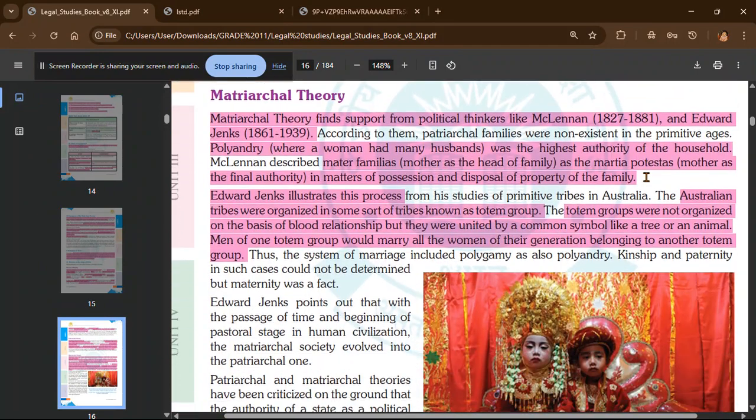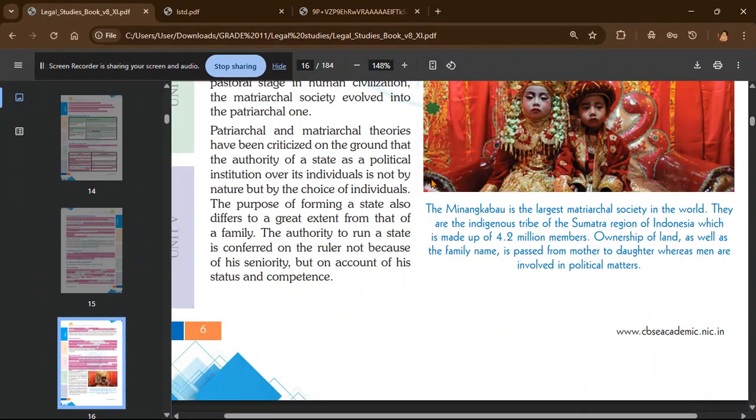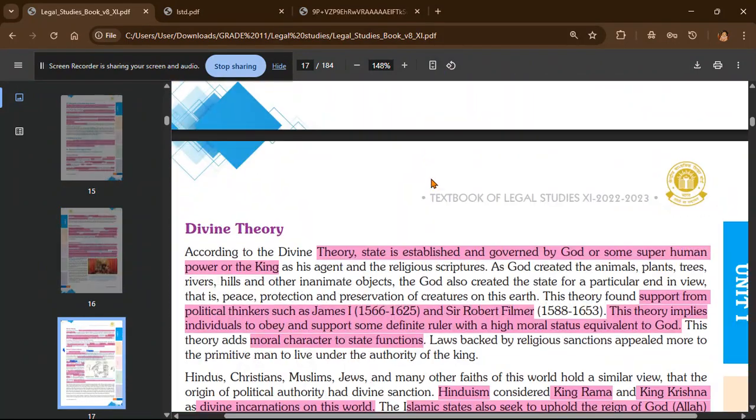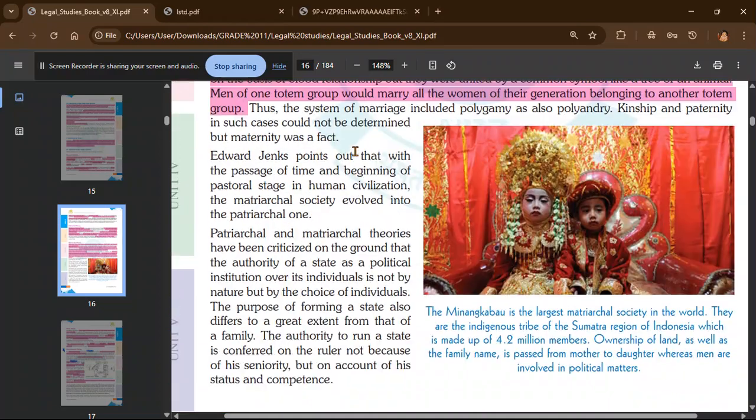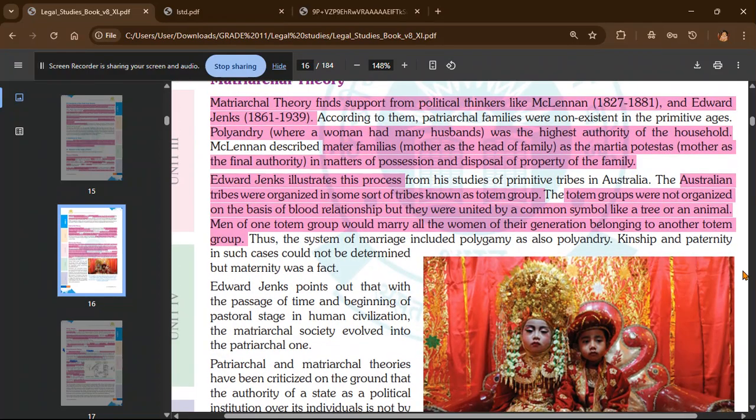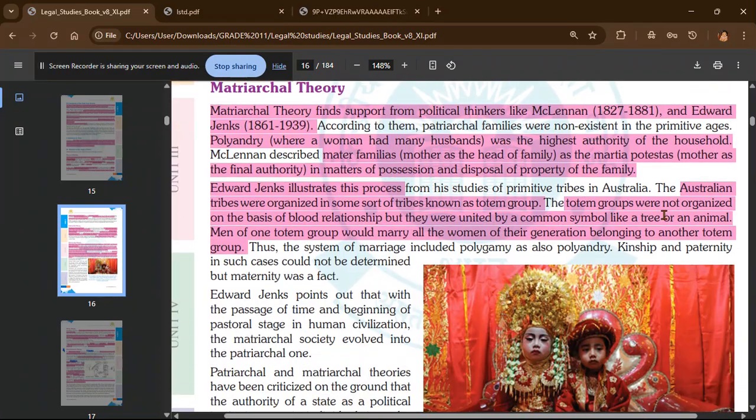Then you have your matriarchal theory, which is a bit longer that they have given you, but you don't have to do this part at all. You just have to do only what I have underlined, or you can highlight it. Matriarchal theory finds support from political thinkers such as MacLennan and Edward Jenks. These political thinkers' names that they have given you in each theory must be written in your answer if you want to get full marks.